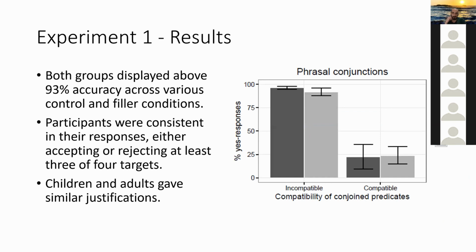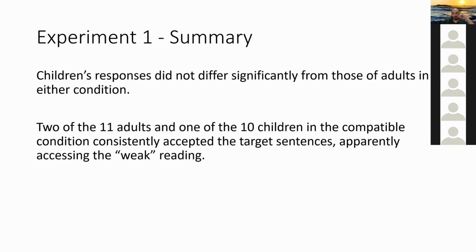So both groups displayed 93% accuracy across various control and failure conditions, and participants were consistent in their responses, either accepting or rejecting at least 3 or 4 targets. And children and adults gave similar justifications in their post-experimental questions, when they were asked to give a justification after. So in summary, for experiment 1, children's responses did not differ significantly from those of adults in either condition. And 2 of the 11 adults and 1 of the 10 children in the compatible condition consistently accepted the target sentences, apparently accessing the weak reading.